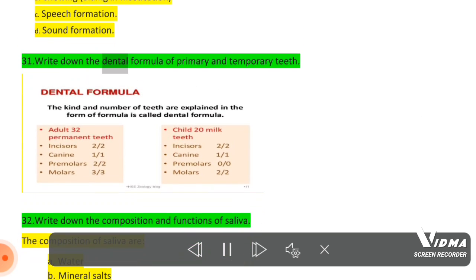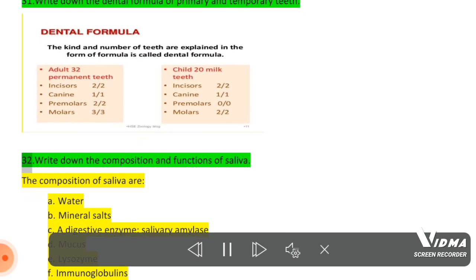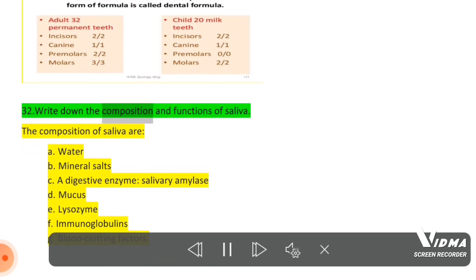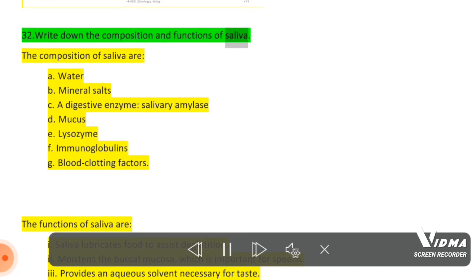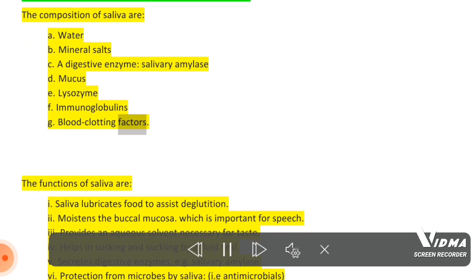31. Write down the dental formula of primary and temporary teeth. 32. Write down the composition and functions of saliva. The composition of saliva are water, mineral salts, a digestive enzyme, salivary amylase, mucus, lysozyme, immunoglobulins, blood clotting factors.